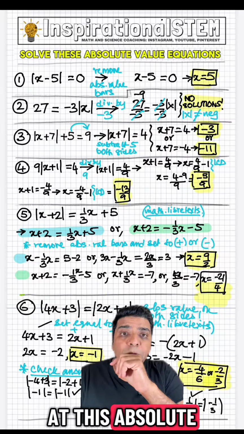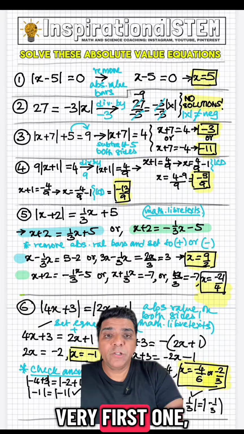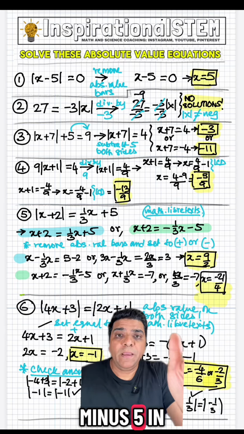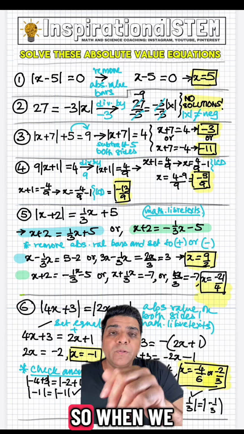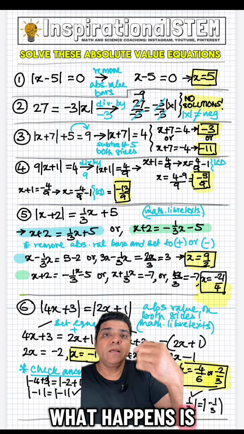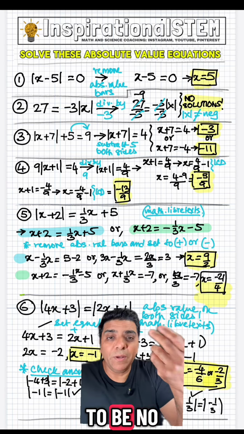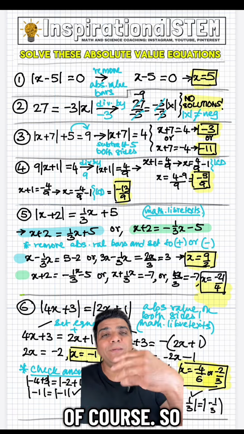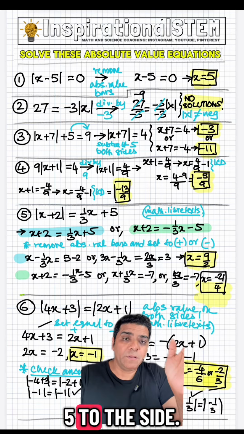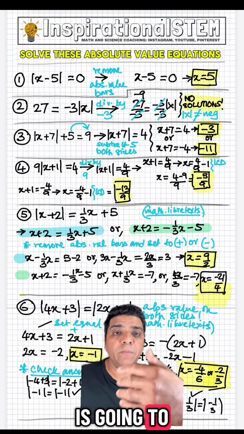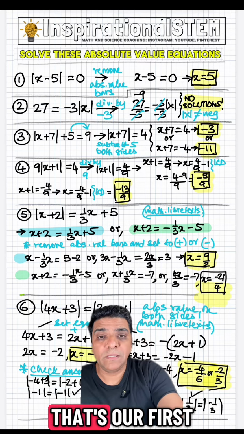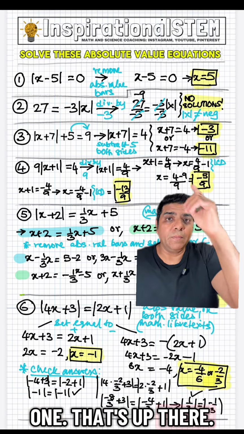And take a look at these absolute value equations. For the very first one, we have |x - 5| = 0. When we remove the absolute value bars, we only get one solution because there's no negative or positive of 0, of course. So x - 5 is 0. You just bring the negative 5 to this side, and the other side is going to be x = 5. So only one solution. That's our first one, number 1.